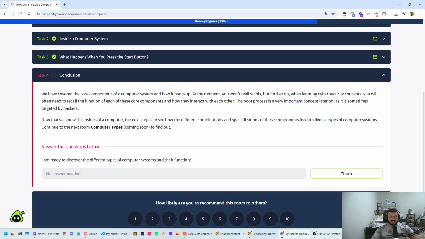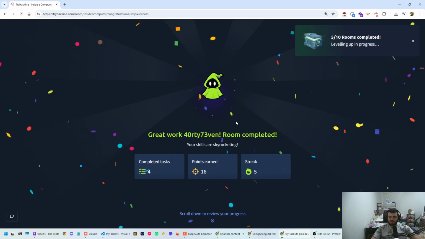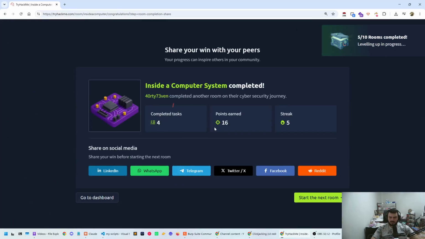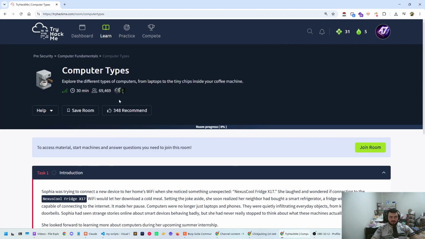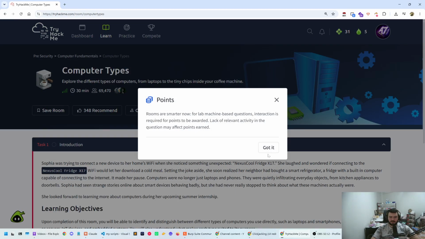Now that we know the insides of a computer, the next step is to see how different combinations and specializations of these components lead to diverse types of computer systems. Continue to the next room. Computer types coming soon. What do you mean coming soon? Is it not on already? Oh yes, we do have computer types.